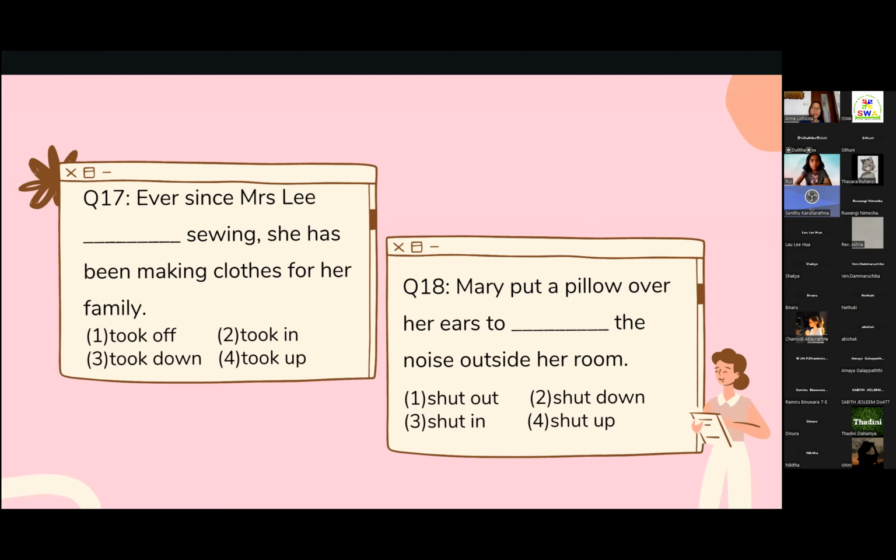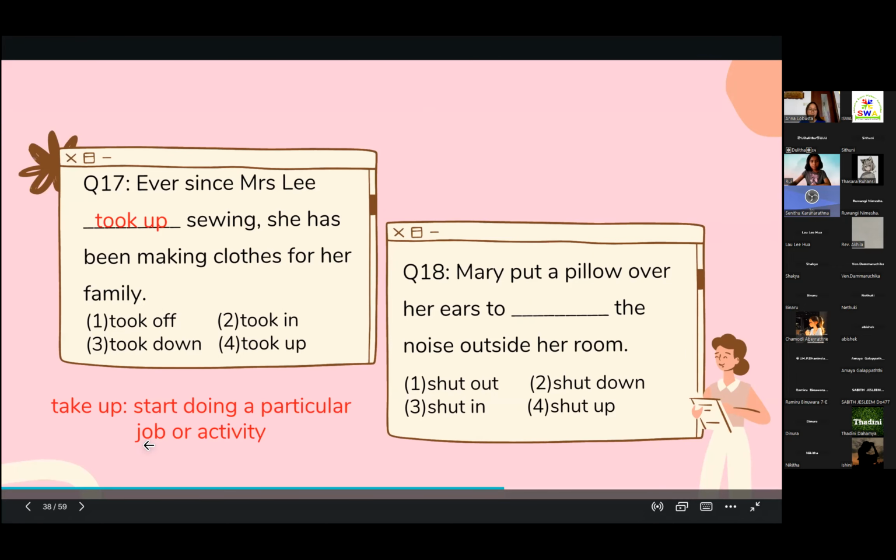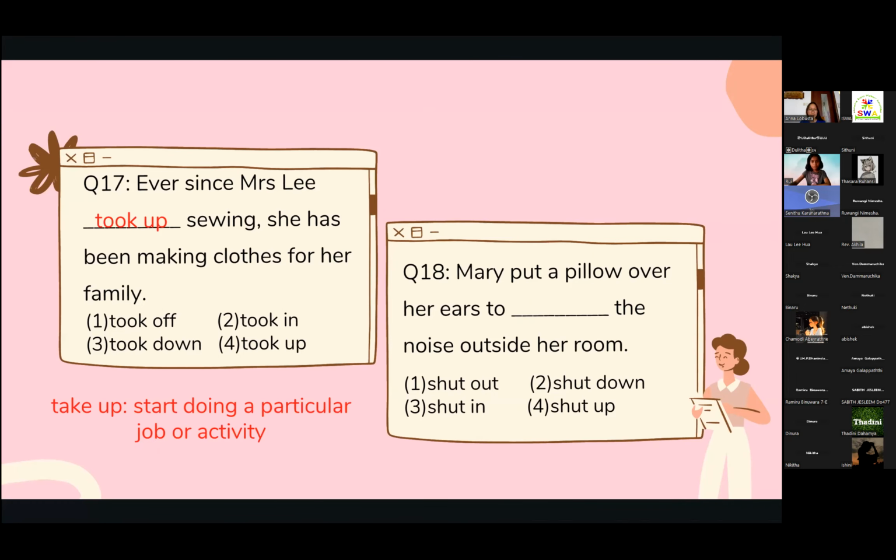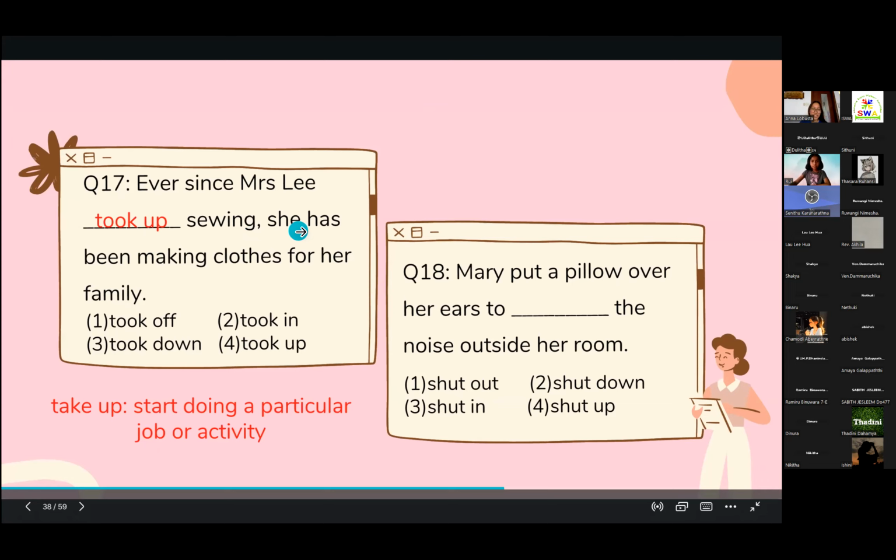I'm seeing a mix of responses again. I see some for "took in" and some for "took up." But the correct answer for this would be "took up." So "take up," this phrasal verb, means to start doing a particular job or activity. So Mrs. Lee, she took up sewing.